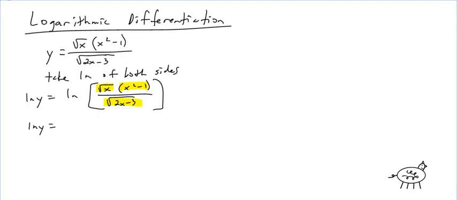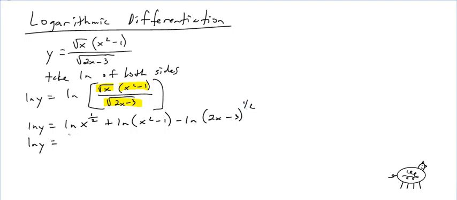So what I can do is write ln of x to the 1/2 power, plus ln of x squared minus 1, minus ln of 2x minus 3 to the 1/2 power. I'm going to write it this way just because we're going to simplify it later. So it's 1/2 ln of x plus ln of x squared minus 1.